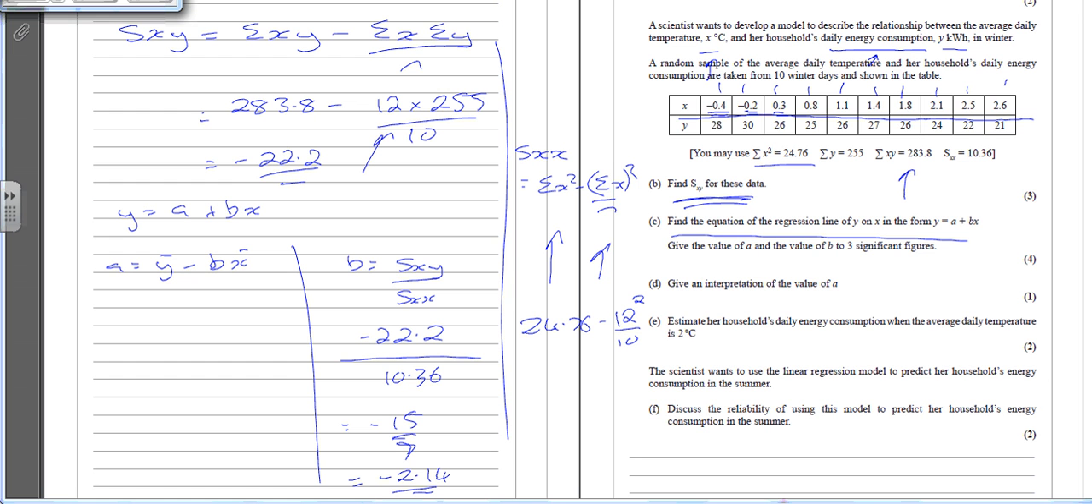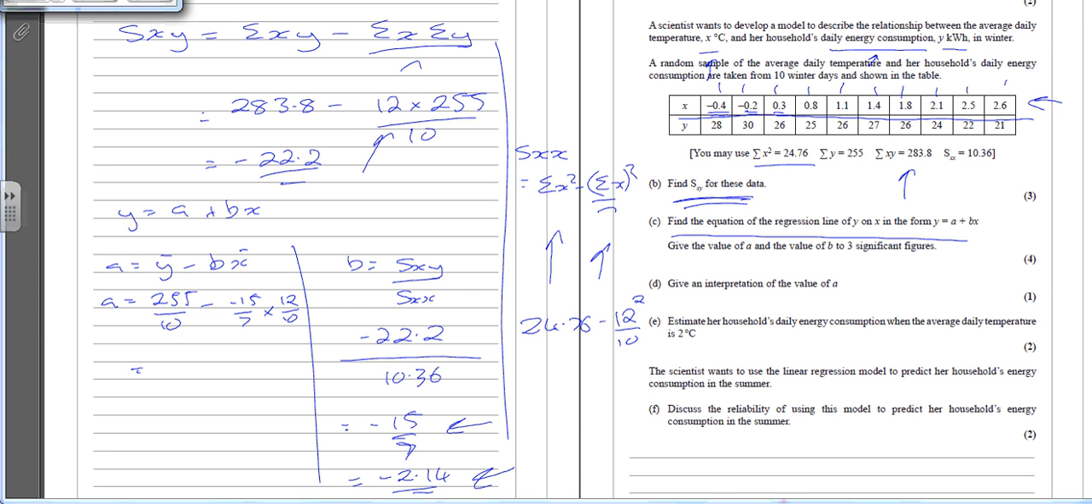So now we work out what A is. A is y bar, so that's the sum of y, which is 255, divided by 10. So y bar is the average of y, so you add up all the y's and divide by 10, minus B, which we've got as this thing here, but again, this one here is the real value, so minus 15 over 7, let's say the real value, the one that's not been rounded, times x bar. Now x bar is where you add up all the x's and divide by 10. So that's going to be 12 over 10.